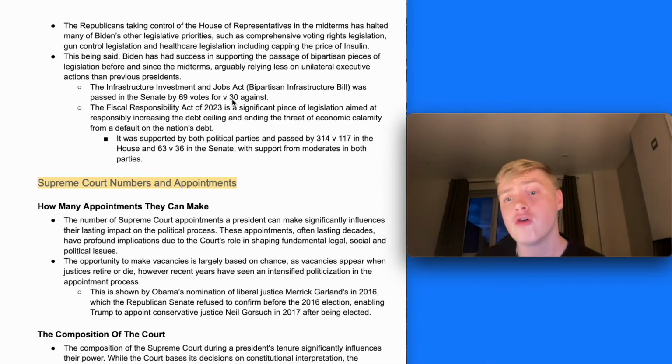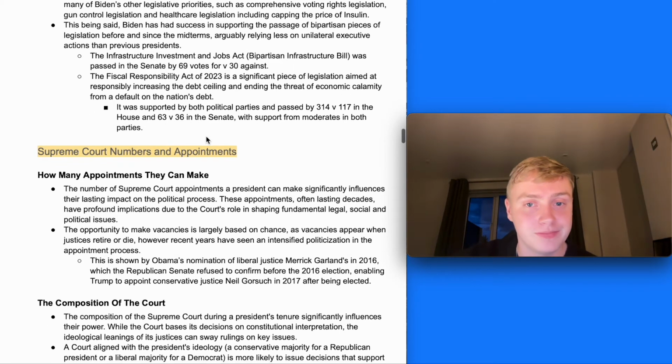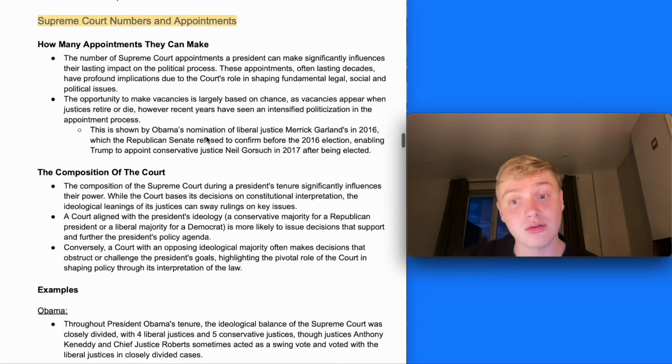So that's how Congress works: whether there's a unified or divided government, the numbers in Congress are really important to how much power the president has. The next key thing in terms of numbers that are really important to the president's power is Supreme Court members and appointments. So we're going to first have a look at how many appointments they can make.